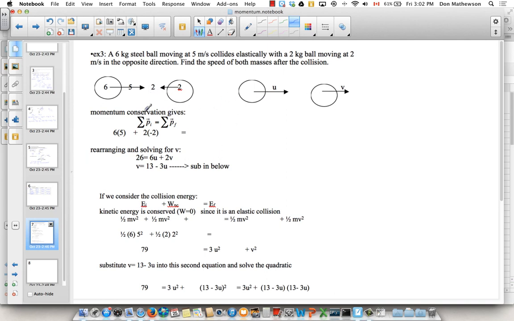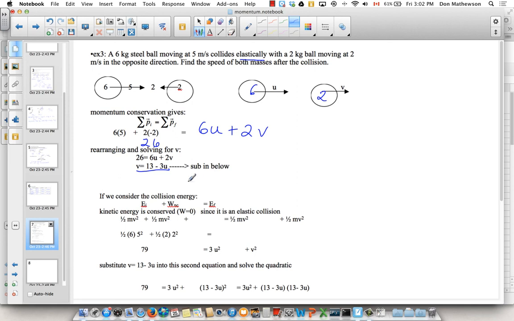So here's a collision. We're told it's elastic, and we're asked to find the speeds after the collision. So first we apply momentum conservation. 6 times 5, 2 times negative 2 because it's going to the left. And then after this collision, we've got two unknowns, so the final momentum will be an expression, 6u plus 2v. Now this is 30 minus 4, that's 26, is 6u plus 2v. Bring the 6u over, divide through by 2, which isolates v. This gives us an expression that relates u and v. Can't be solved yet. We need another equation.